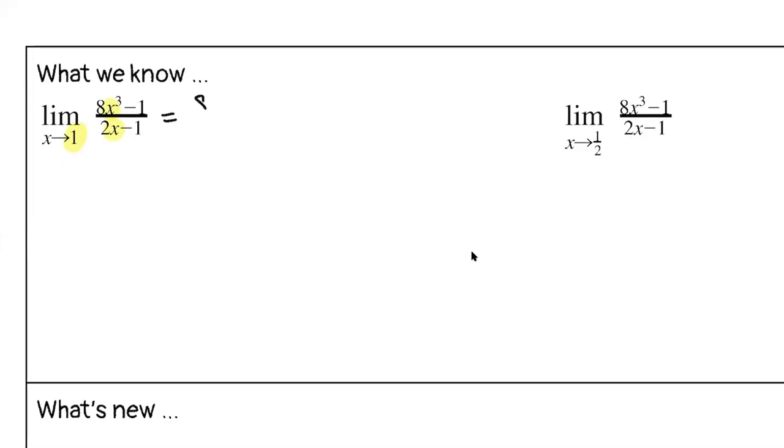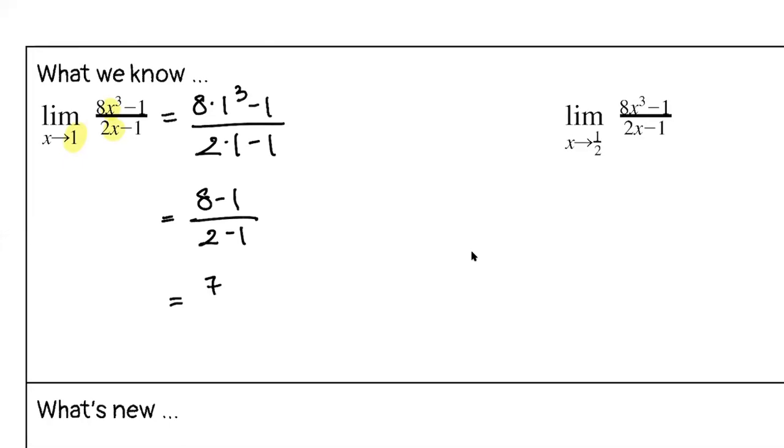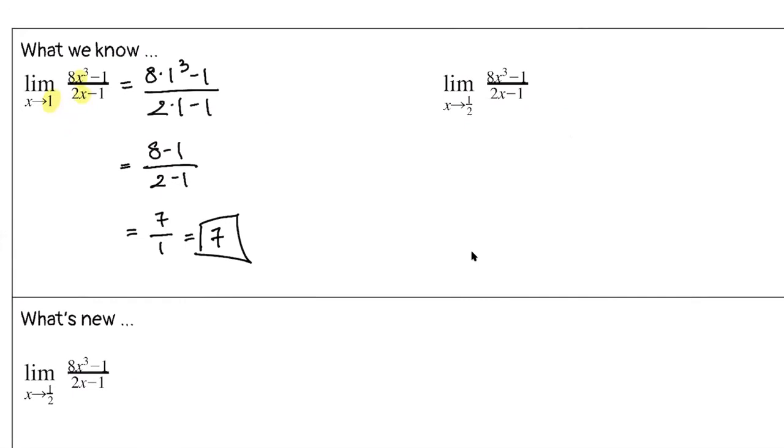So we'll get 8 times 1 cubed minus 1 over 2 times 1 minus 1. Let's see what that gets us. 8 minus 1 over 2 minus 1, which gives us 7 over 1, which we can say is 7, okay? That was our most basic type of limit question, which is you just plug in the number and hope that you can get a number out.